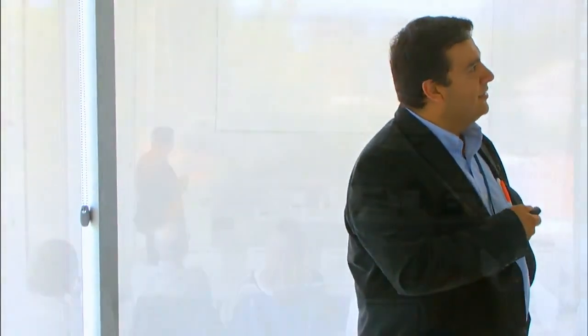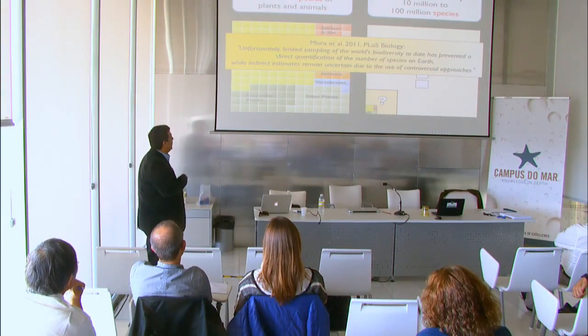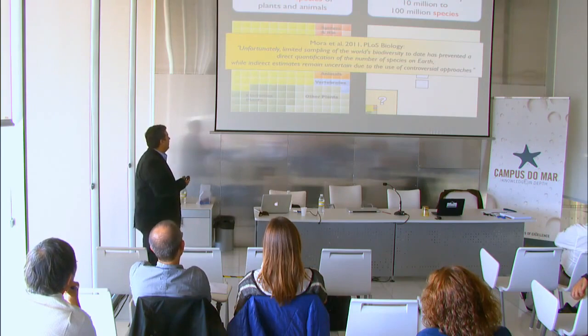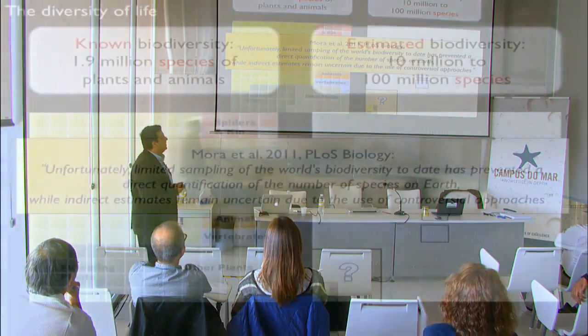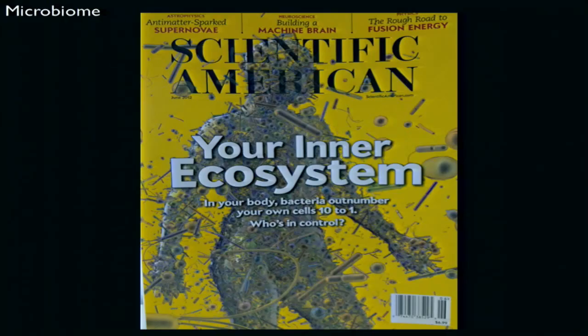What is important is what I think they mentioned in this quote: that unfortunately limited sampling of the world's biodiversity has prevented to date the direct quantification of the number of species on Earth, while indirect estimates remain uncertain due to the use of controversial approaches. So we don't have the tools to understand biodiversity.